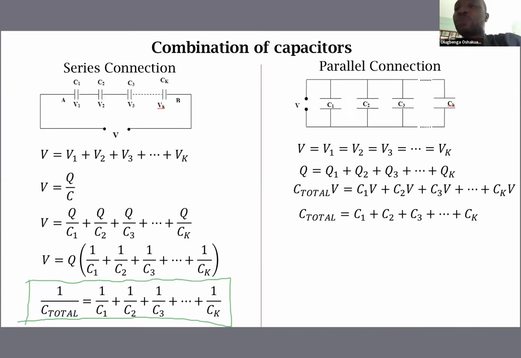Also, capacitors can be connected in parallel, and when they are connected in parallel, it means that the same potential is across them. These capacitors C1, C2, C3, and CK are in parallel. The same potential V that is across C1 is the same potential V across C2, the same potential V across C3, across all the capacitors that are in parallel. So regardless of the capacitance of the capacitor, the same potential will be across them.